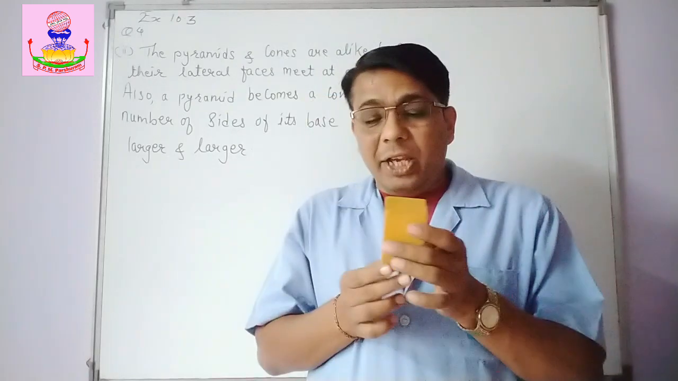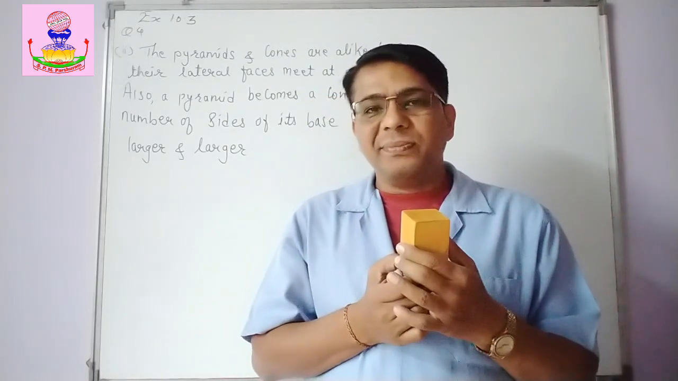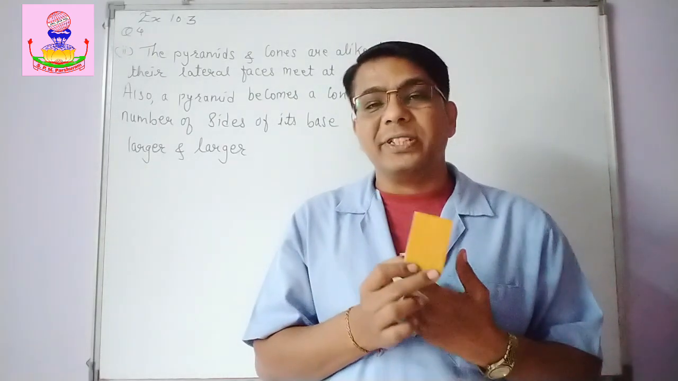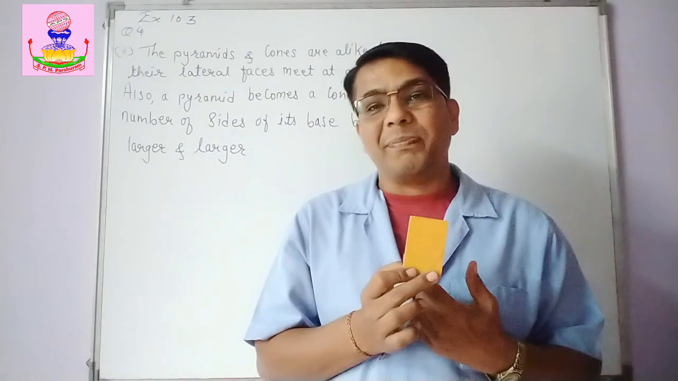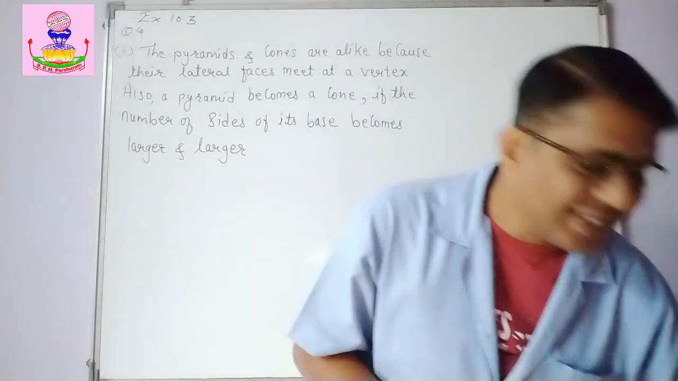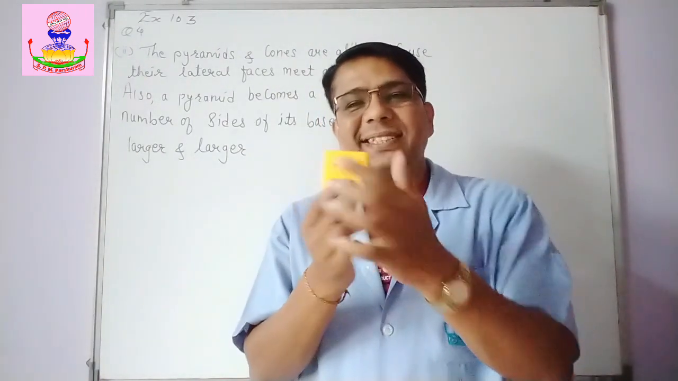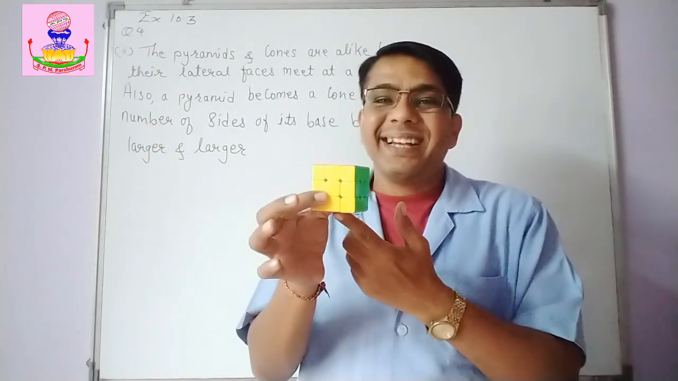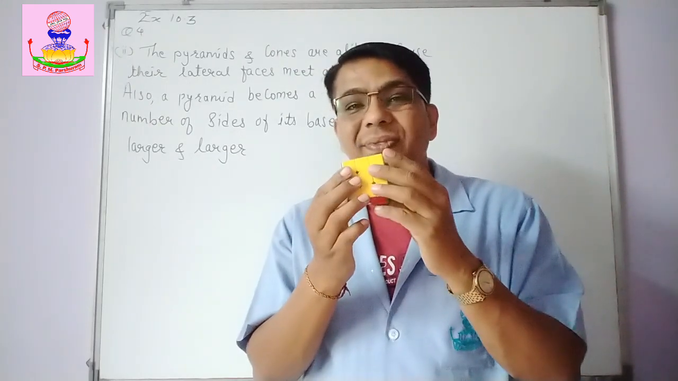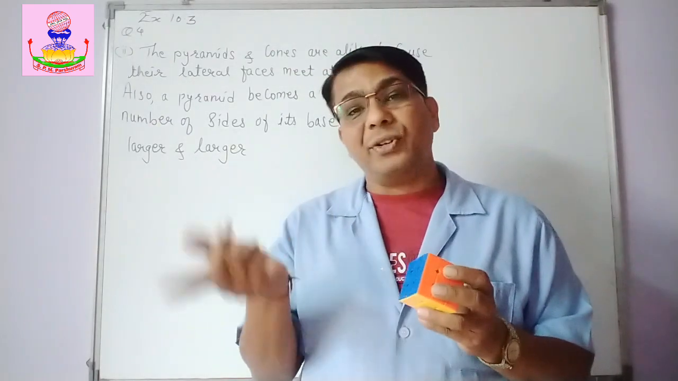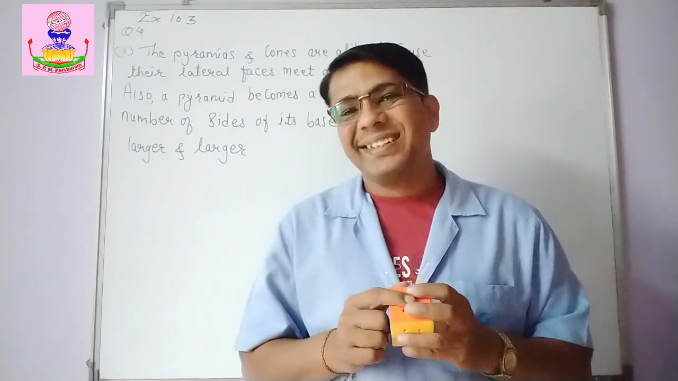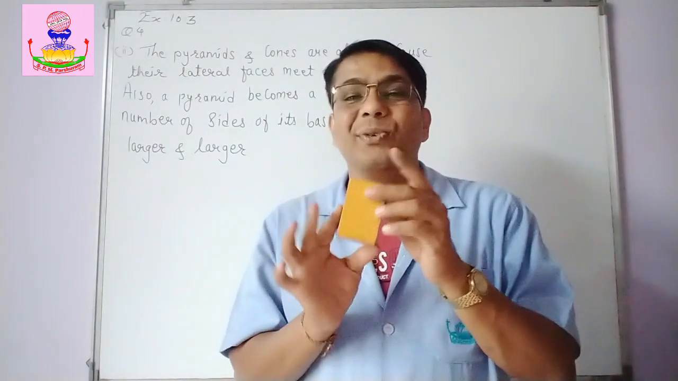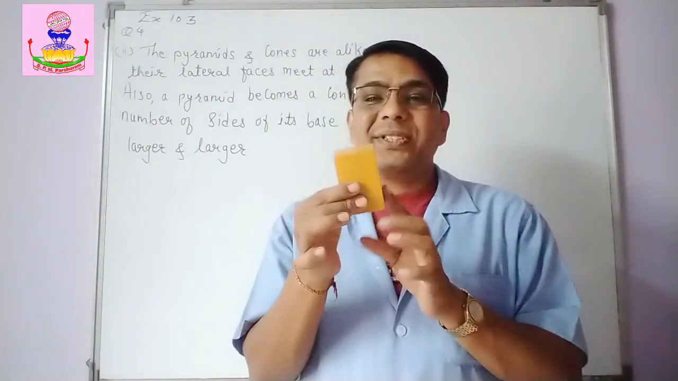Why? Because if the lateral faces of the prism are congruent to the base of the prism, the square base, then it can be a cube. See here, these are the lateral faces. These are congruent to the base and the top. And hence this is a cube. Else, if the lateral faces are not congruent to the base, then it is a cuboid. You can see here.